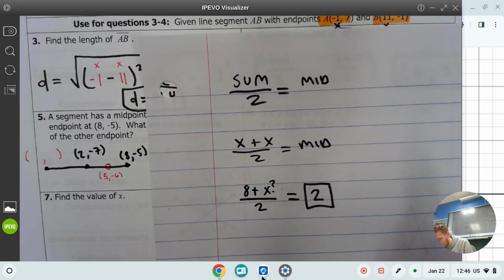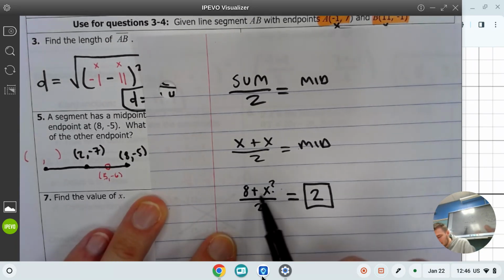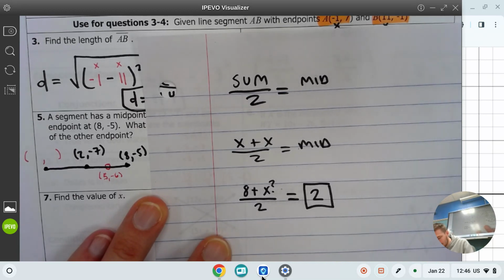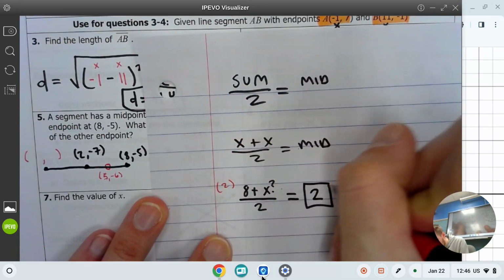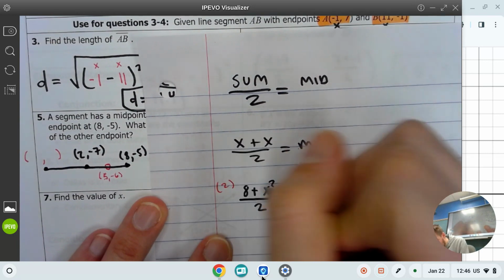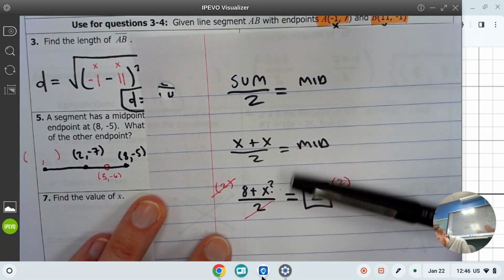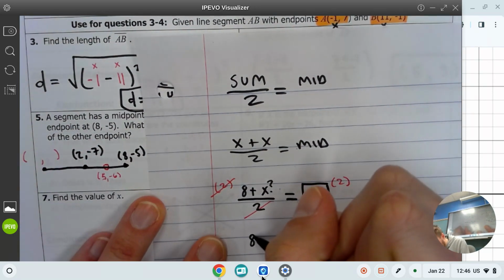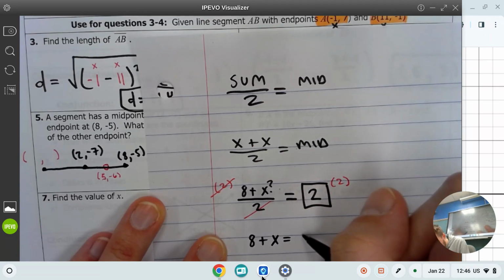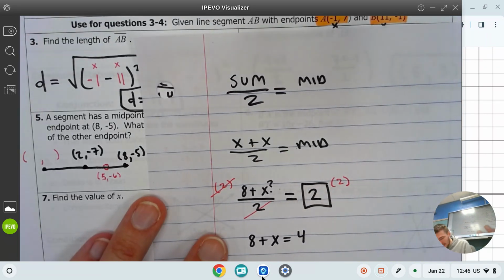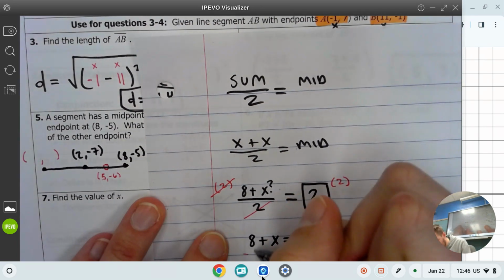And now we're going to solve for it. We're going to try to solve for this x, so we're going to do times 2 on both sides. We're going to have 8 plus x equals 4. And then we're going to subtract 8 from both sides.